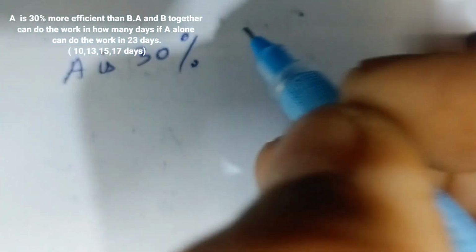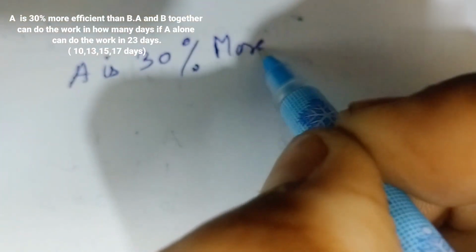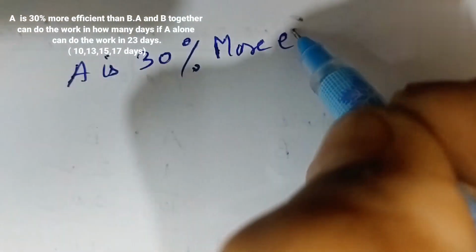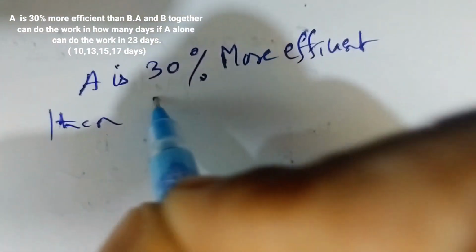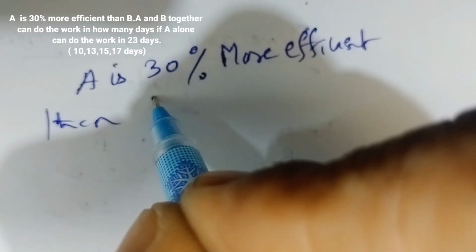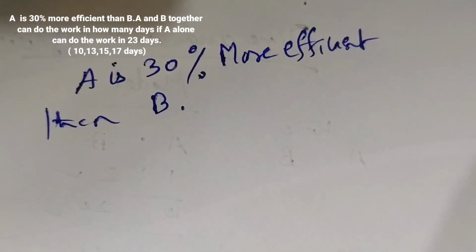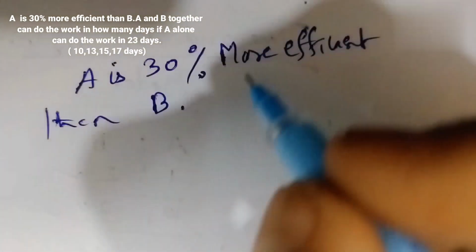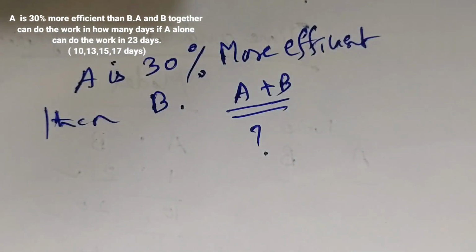A is 30% more efficient than B. How much time will they take to do the job together? So A plus B together will do the work in how many days?